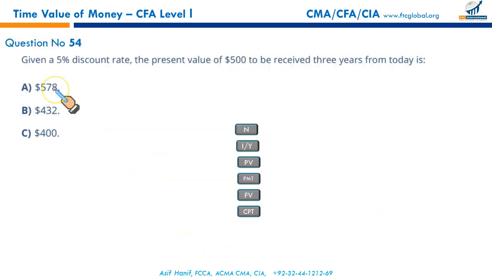Next, given a 5% discount rate, the present value of $500 to be received 3 years from today. This is not 5. This is going to be 3. Interest rate is 5. Present value is to be calculated. There is no repetitive payment or annuity payment. So there's simply CPT PV and you will get your result. It's going to be 431.92, and it is approximately B.